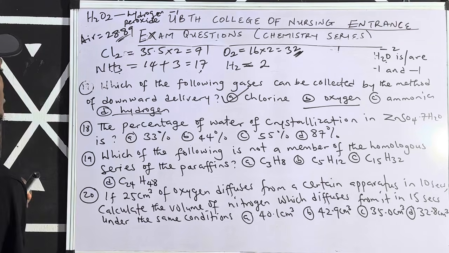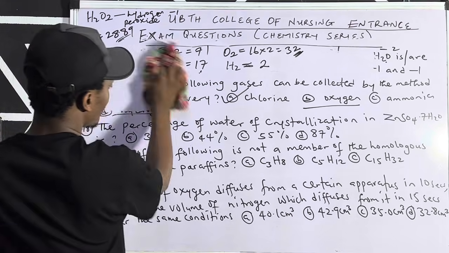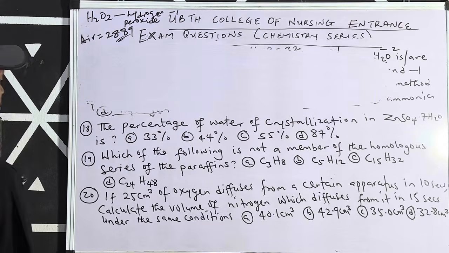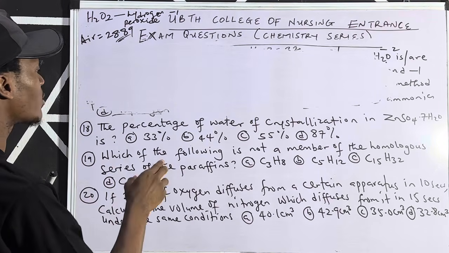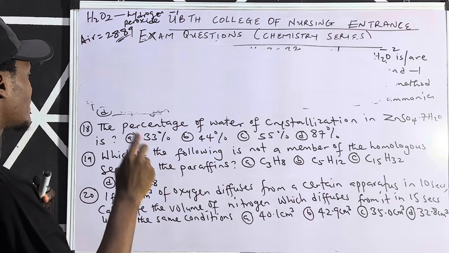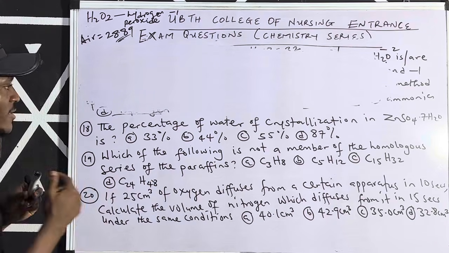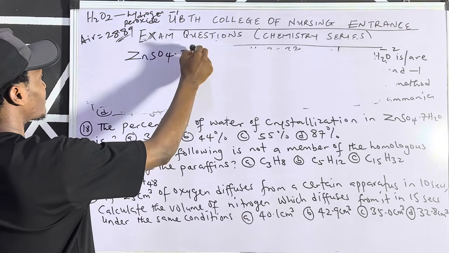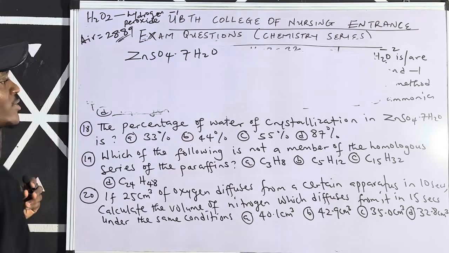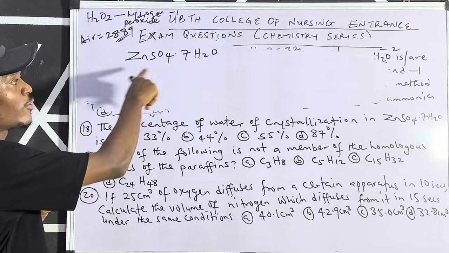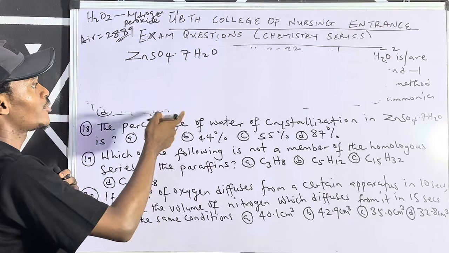So let's see the next question, question 18. In question 18, you can pause the video and take down this explanation. Question 18. The percentage of water of crystallization in ZnSO4.7H2O is dash. So what they are interested in that compound is the 7H2O, which is the water of crystallization. But meanwhile, we have to get the relative molecular weight of this compound. And how do we go about it?